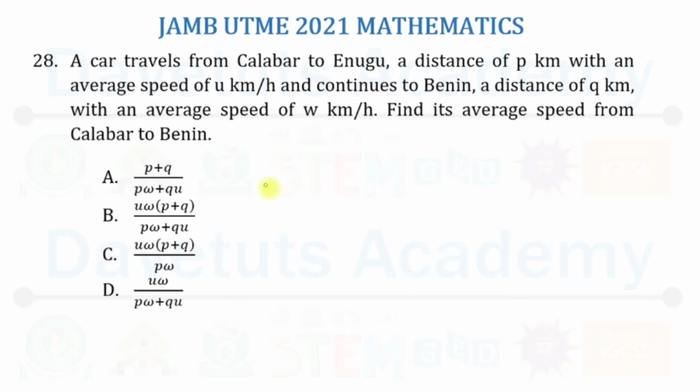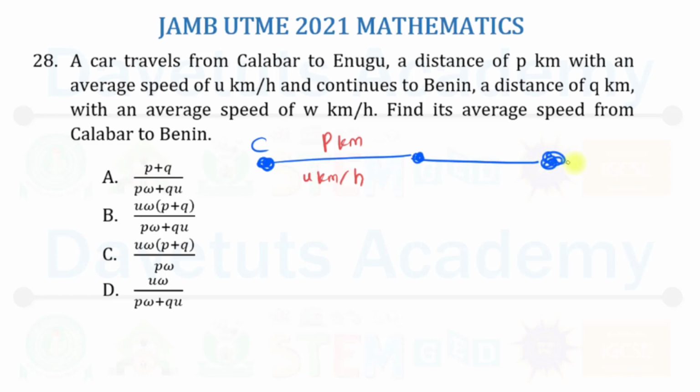So here we have a word problem on speed. In the first case, a car travels from Calabar to Enugu, which is a distance of p kilometers, and is running with an average speed of u kilometers per hour. And then afterwards, it also continues to Benin.